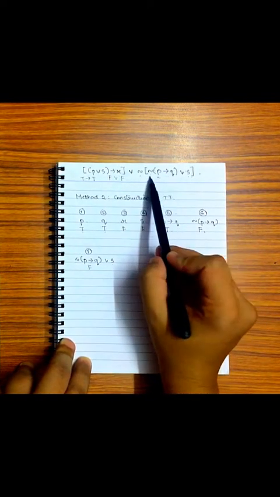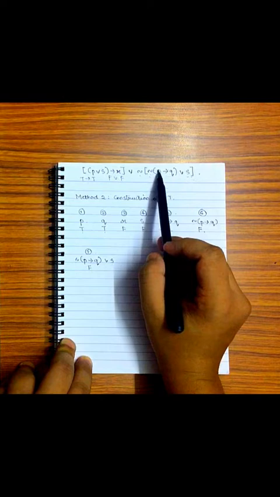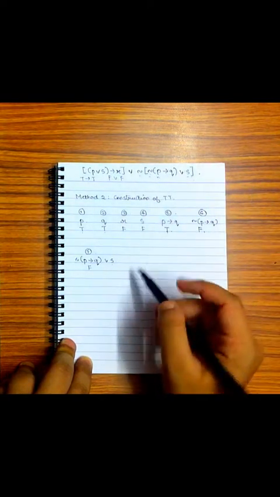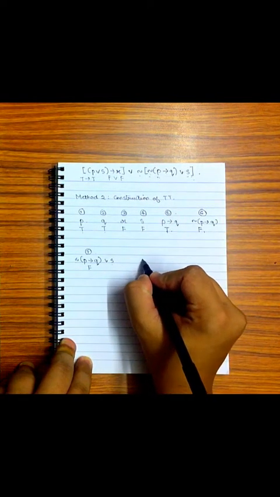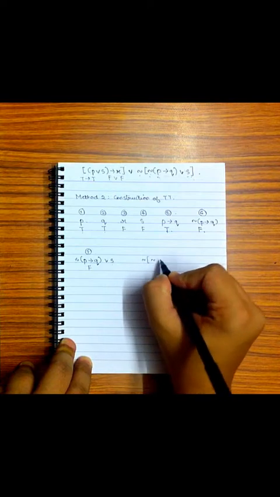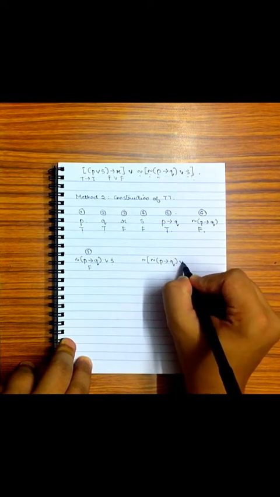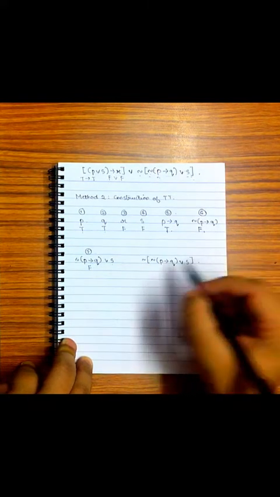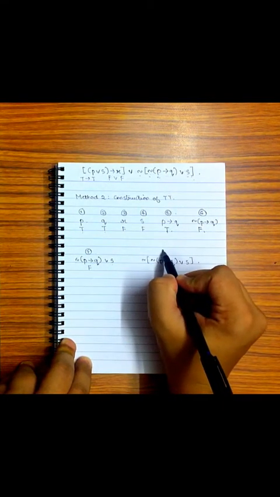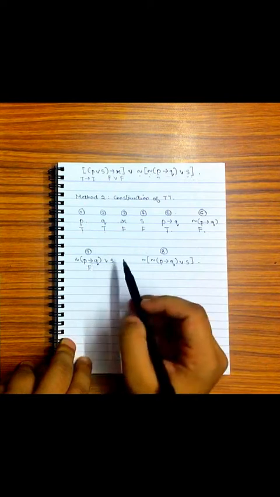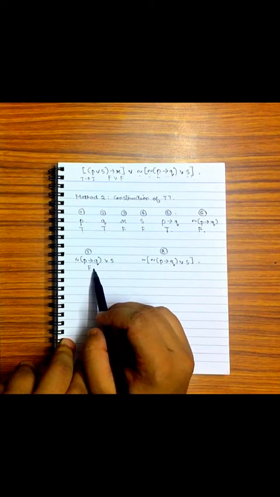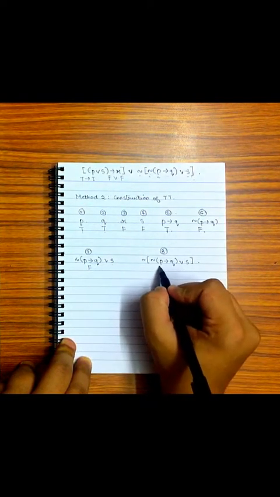Got it? So you got this value. Now you have to write down the negation of this value. That will be negation of P implies Q or S. This is your column 8. Now you want the negation of this, so negation of this will be T.